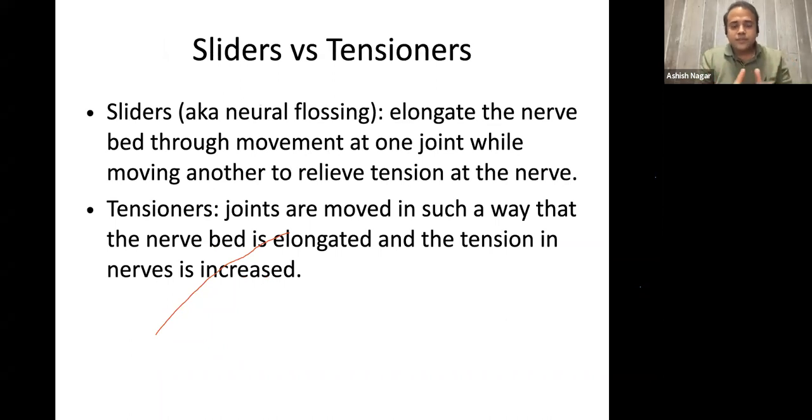So the sliders, which is also known as neural flossing, it is elongating the nerve bed through movement at one joint while moving another to relieve tension at the nerve. So if you're stretching one, you're actually moving the other end towards the same side to reduce that tension. But the tensioners, they're moving away from each other so that the tension is further increased. Okay, I think this might be a little bit self-explanatory. This is one example of how sliders and tensioners are different.